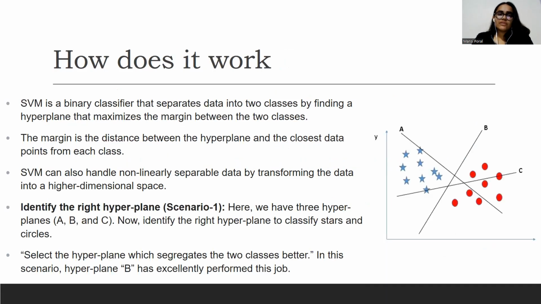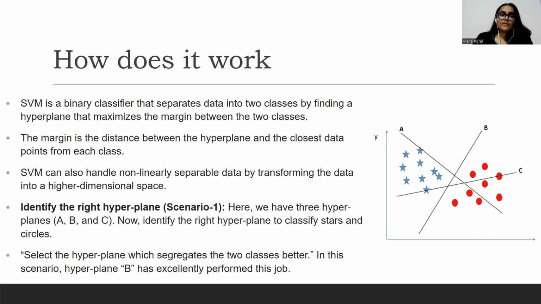So how does SVM work? Support vector machine is a binary classifier that separates the data into two classes by finding the hyperplane that maximizes the margin between the two classes. The margin is the distance between the hyperplane and the closest data points from each class. And SVM can handle non-linearly separable data by transforming the data into higher dimensional space.